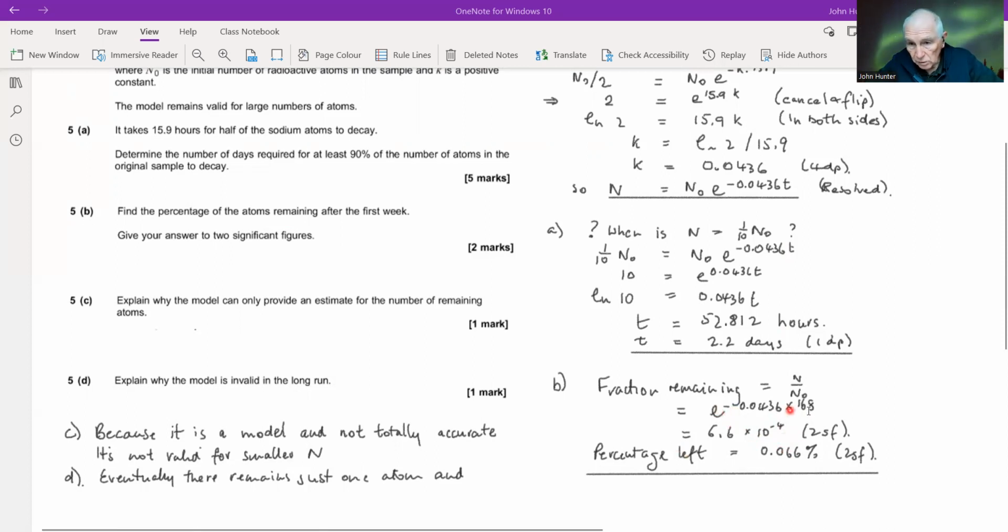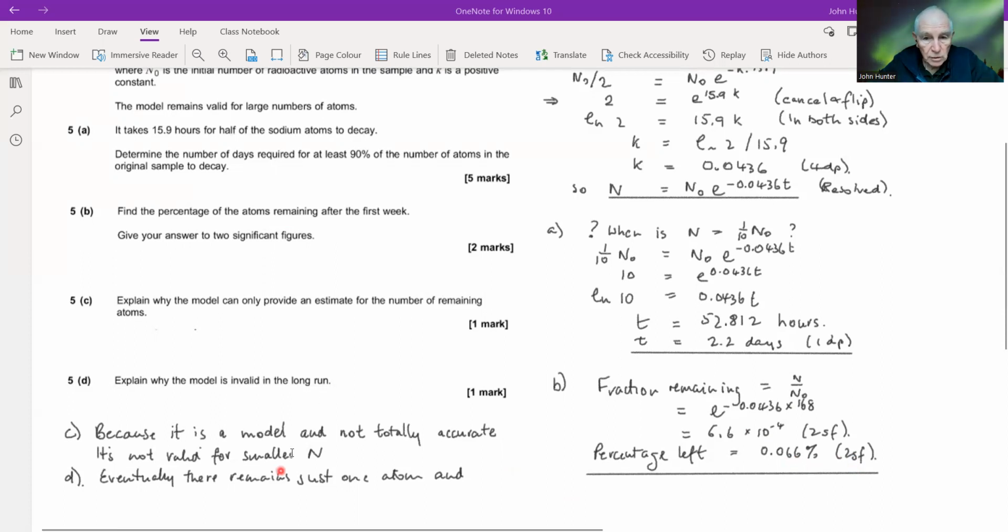We can just put this into the calculator. This gives us 6.6 times 10 to the power minus 4, to 2 significant figures. If we want a percentage, we multiply that by 10 to the power of 2, which gives us a percentage left of 0.066% to 2 significant figures. So after a week, there's not much of it left, basically.